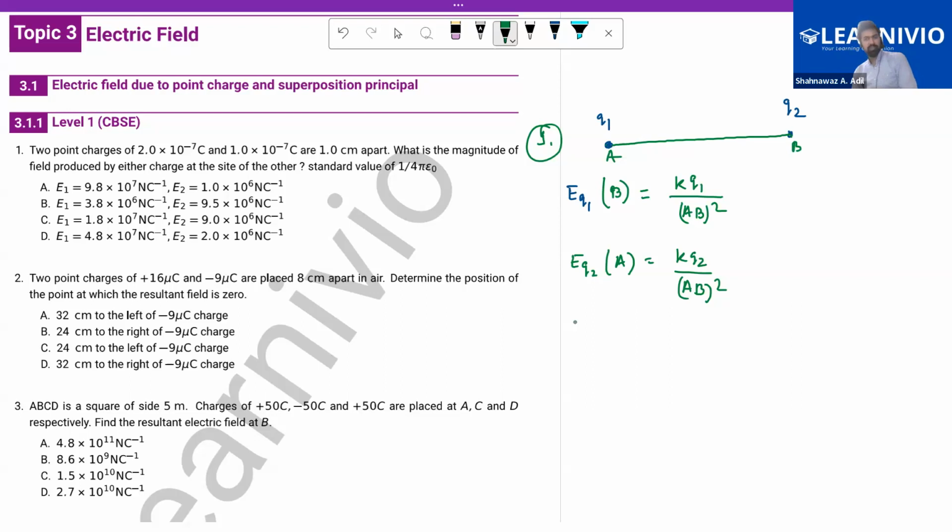Whenever you get any answer, please tell. So is it C? Okay, so let us check that.